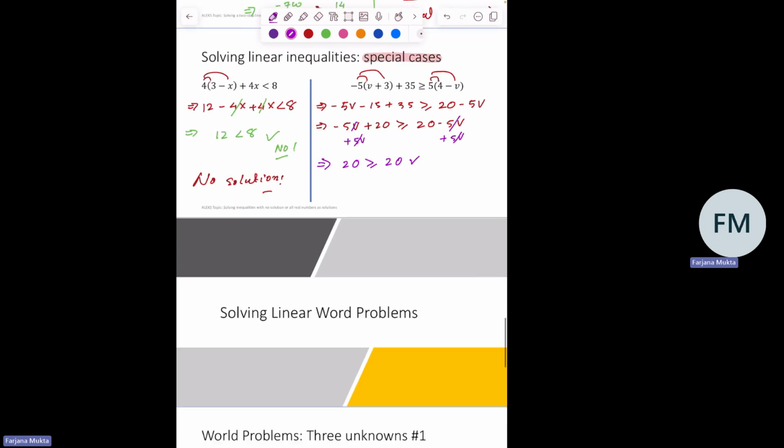So if we end up with a statement where no variable left and the statement is true, then what is our solution? All real numbers. So it means that in terms of interval, it's negative infinity to positive infinity. All right. So these are our two special cases of inequalities.